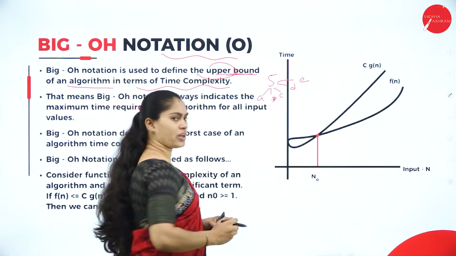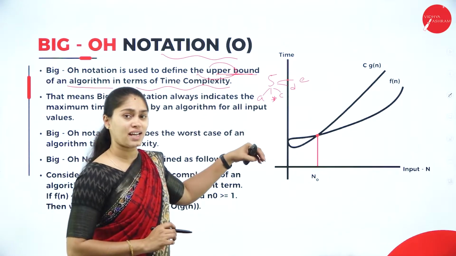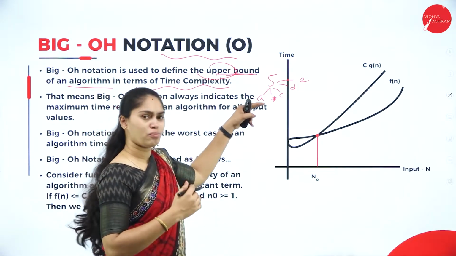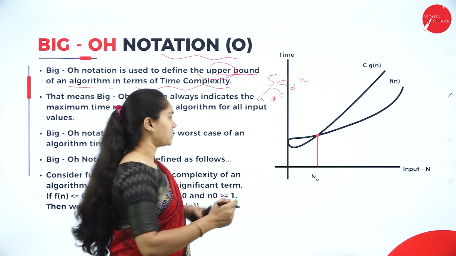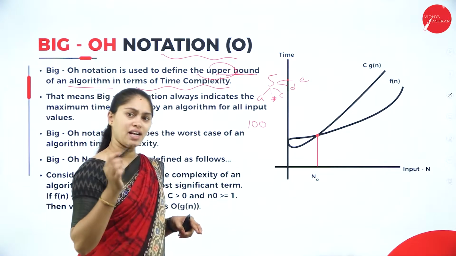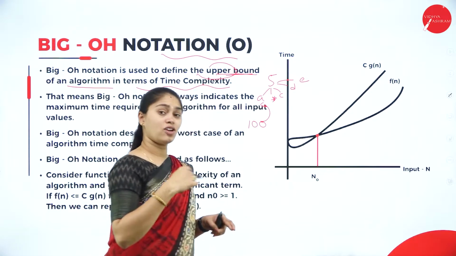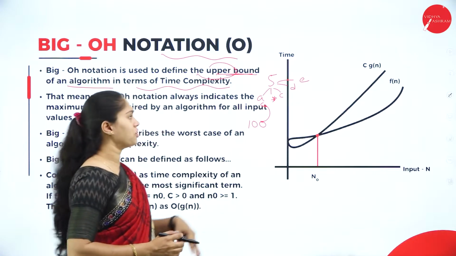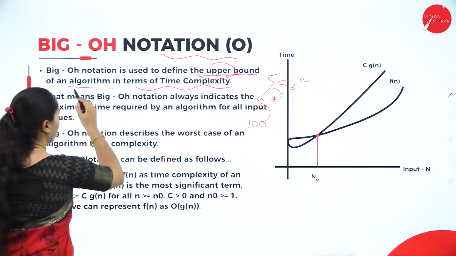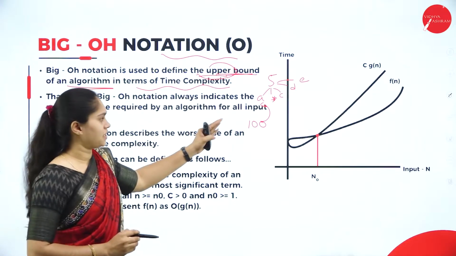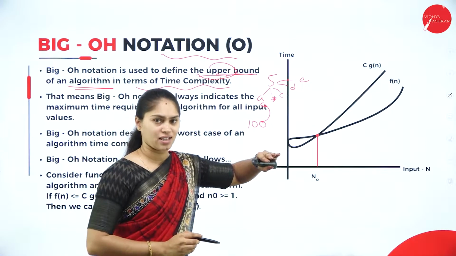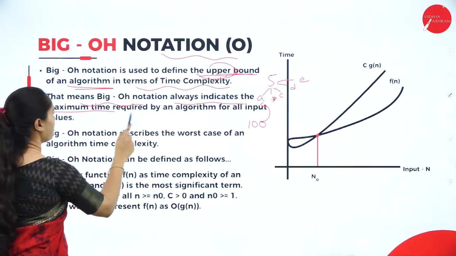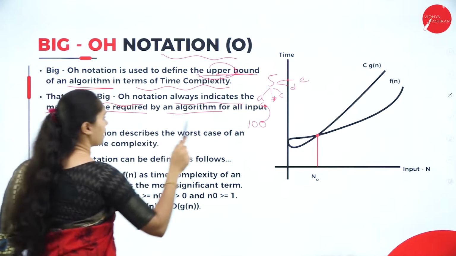Among that, I have to choose the best algorithm to solve my problem. At that time, I have to find out, if I take A as my solution, how much time it will take for all the inputs. For example, if I have 100 inputs, how much time will it take in order to solve that problem? Which is the maximum time it is taking? It will give you the maximum time, or upper bound, of an algorithm in terms of time complexity. So big O notation always indicates the maximum time required by an algorithm for all the input values.